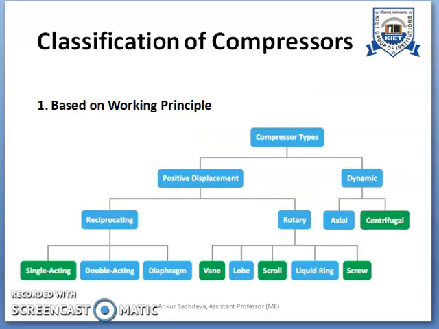Okay. Now let us discuss the classification of the compressor. Compressors are broadly classified based on 2 categories. First one we have the working principle. Based on working principle, they can be called as the positive displacement or it can be the dynamic one. You have studied in fluid machines also that the pumps can be classified into the two similar categories, positive displacement and dynamic kind of the pumps.